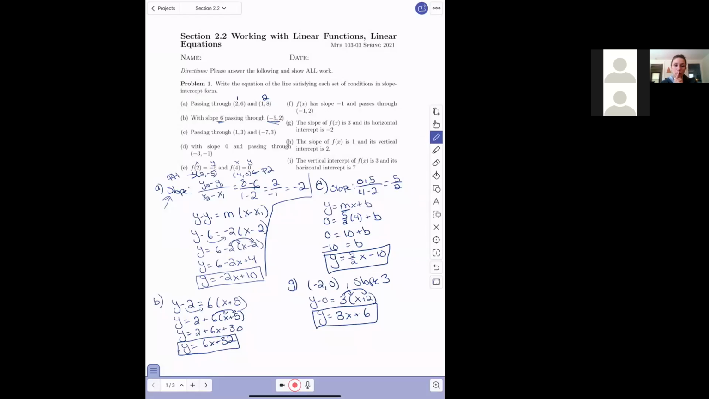All right, next we'll do I, and that'll be the last one we do for this section. The vertical intercept is 3, and its horizontal intercept is 7. So that means we really have 2 points. They're just saying it in a weird way. So vertical intercept is 3.